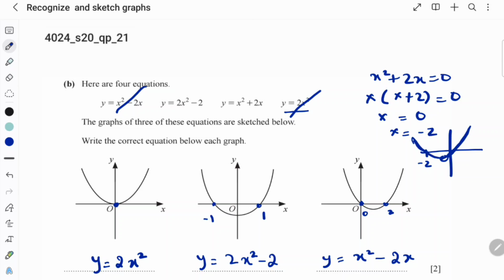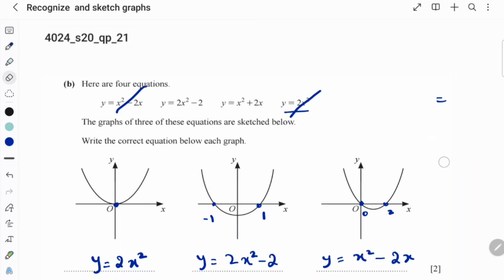Then it will be the answer for this: y equals x square plus 2x. So we found the answer for each curve. That is, y equals 2x square is the answer for the first curve, y equals 2x square minus 2 is the answer for the second curve, and y equals x square minus 2x is the answer for the last one. 2 marks question, and all the parts are there.